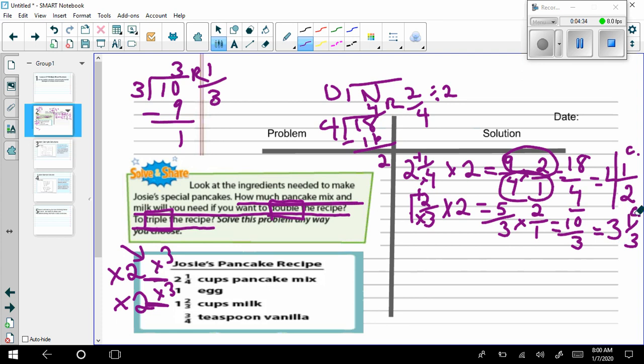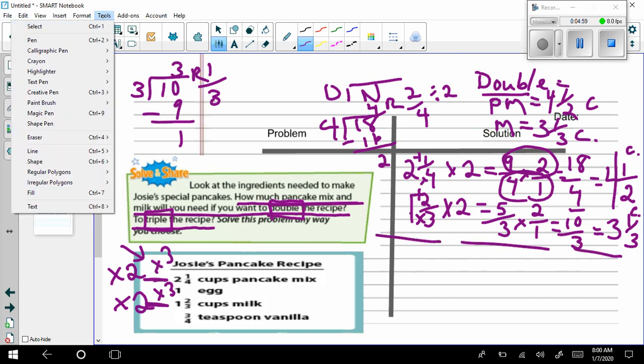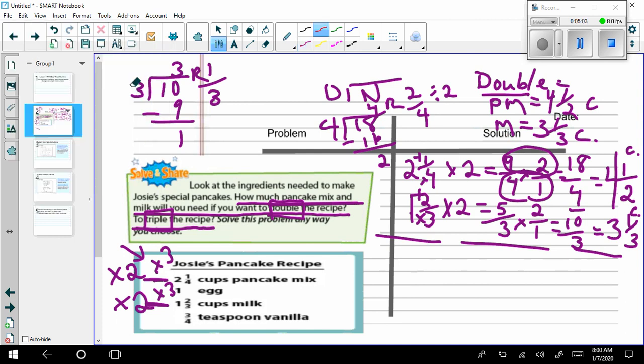So when we double the recipe, I'm going to write that up here. When we double, pancake mix, we will need 4 1/2 cups. And the milk, we will need 3 1/3 cups. That is doubled. So now we need to triple the recipe.